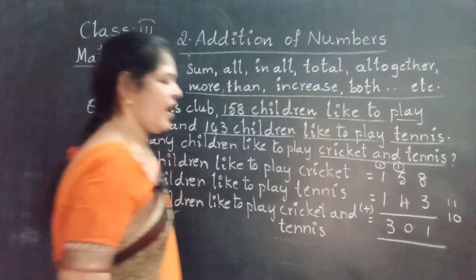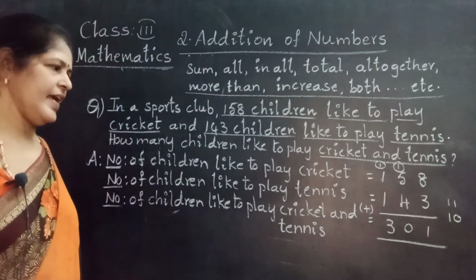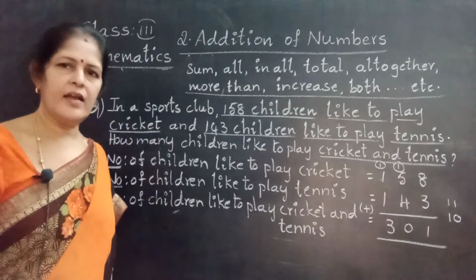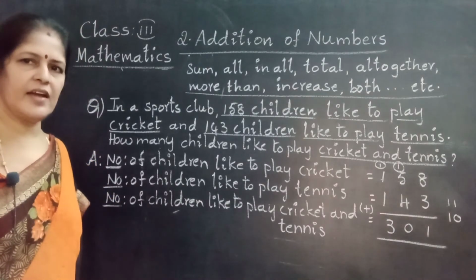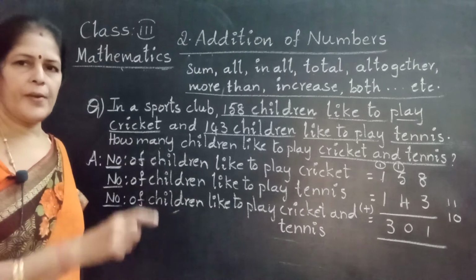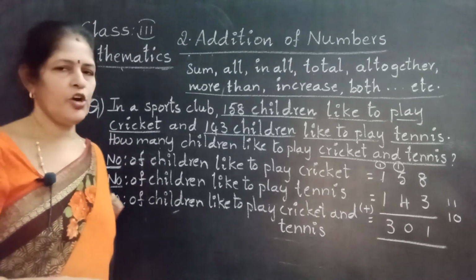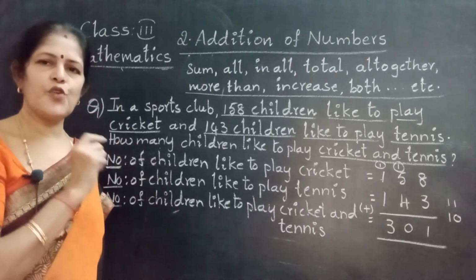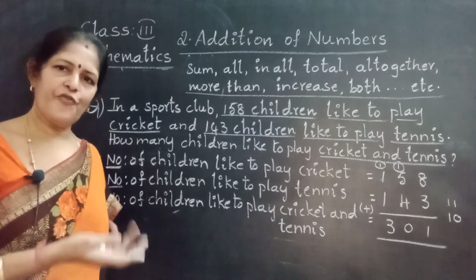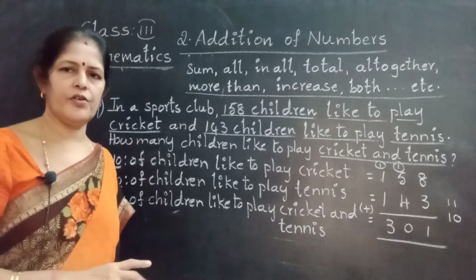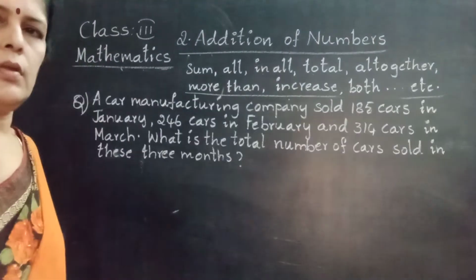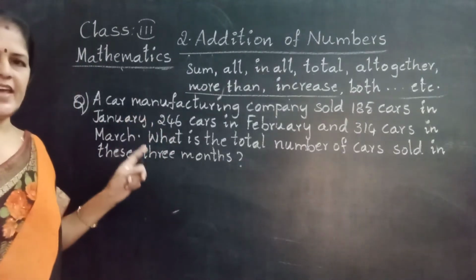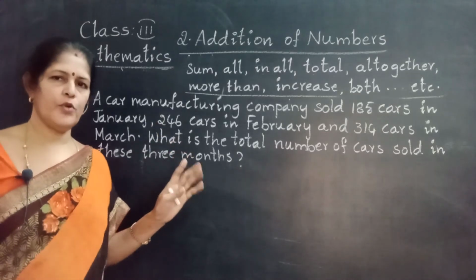How many children like to play cricket and tennis? 301. How do you get that number? By addition. Understood the question? This is a word problem. Another word problem, you practice in your rough notes or homework book. Okay, my dear children? Next one, continue. Come on, children, next question. Practice in your homework book.